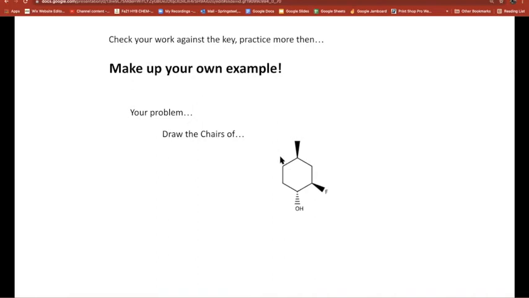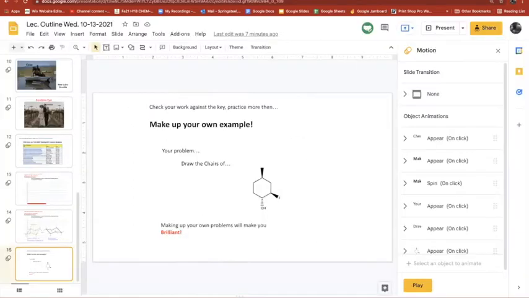So you might make up an example like this molecule, like, oh, what's that? How do I draw the chair conformations of those? So actually, let's start the lecture with that. And making up your own problems will make you brilliant. Okay, done with the intro. Any questions?